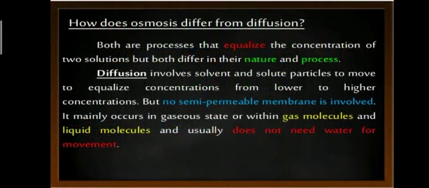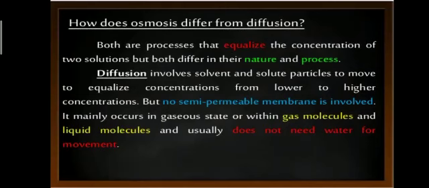How does osmosis differ from diffusion? Both are processes that equalize the concentration of two solutions, but they differ in their nature and process. Diffusion involves solvent and solute particles moving to equalize concentrations, from higher to lower concentration, but no semi-permeable membrane is involved. It mainly occurs in the gaseous state, or within gas molecules and liquid molecules, and usually does not need water for movement.